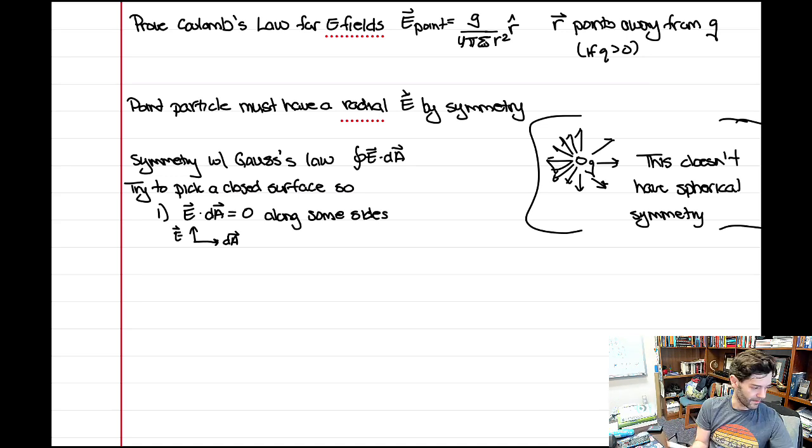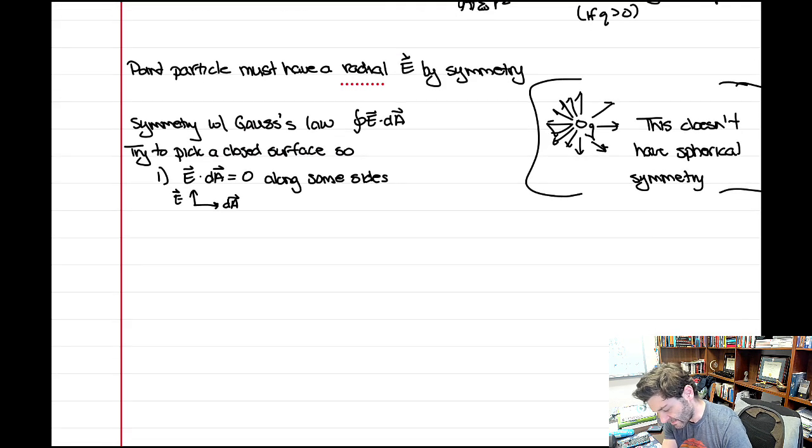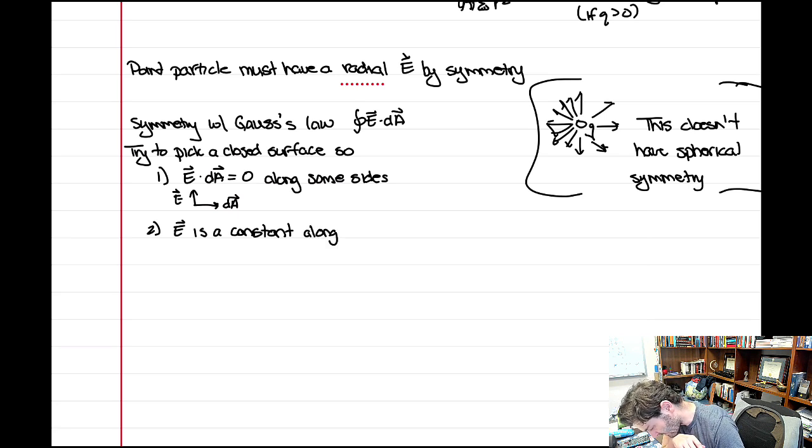If this is dA, then the patch is here. So if the electric field is perpendicular to dA, the electric field is tangent to the side, so it's not piercing the side. So you want E to be perpendicular there. Ideally, maybe the E vector is a constant along other sides.